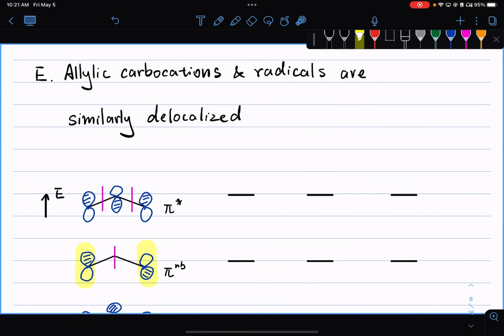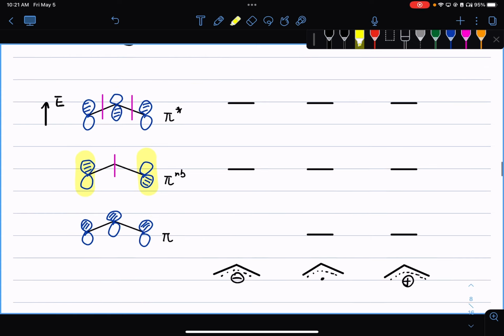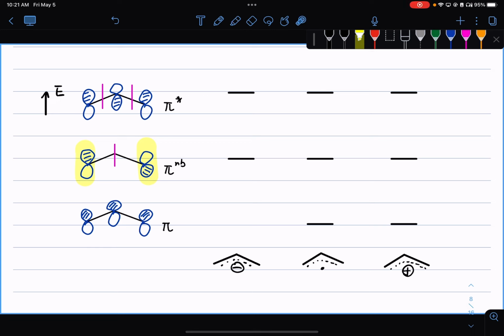So the take-home message here is your allylic carbocation and radicals are likewise delocalized, and that's also likewise being stabilized because of that delocalized pi electron over your entire molecule. So this is a correlation diagram we have created, right? And now it's a good time to think about it. Do you know how to put the electrons into these allylic compounds, into its pi correlation diagram, and identify its HOMO and LUMO?